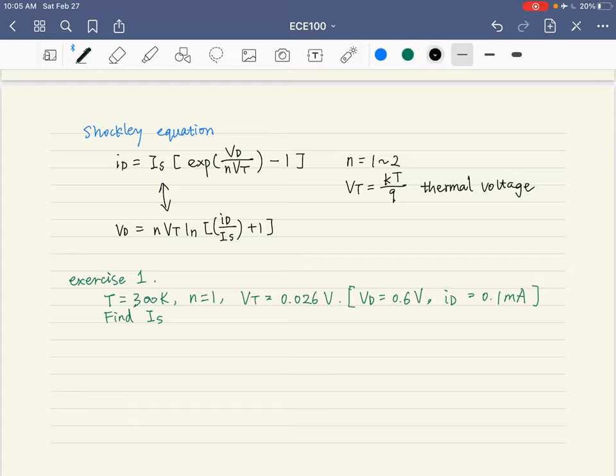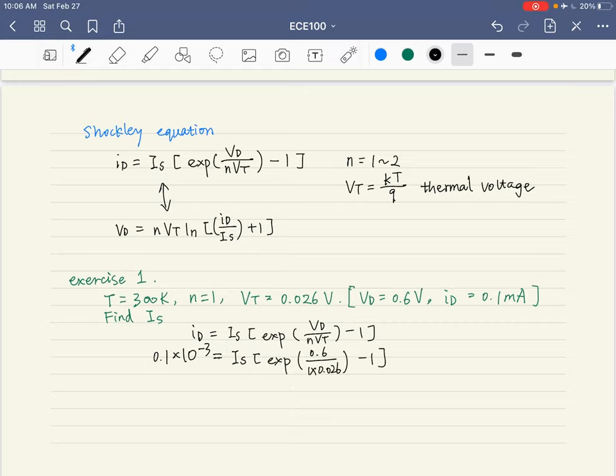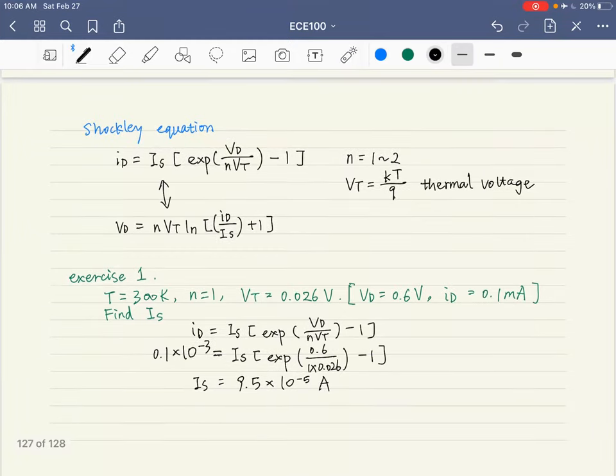How will we do it? Yes, we'll apply the Shockley equation. So we first write down the equation and then substitute the variables with values we know. Remember the 10 to the minus 3 because it's in units of milliamps, right? And IS is what we want to get, exponential 0.6 over 1 times 0.026, right? And after some calculation, you'll get IS equals 9.5 times 10 to the minus 5 amp. Please check it. And one thing I want to warn you about is that the Shockley equation is just an approximation.